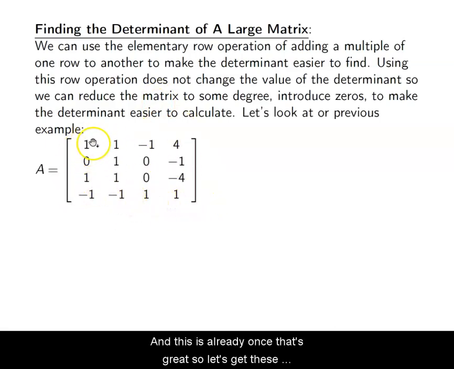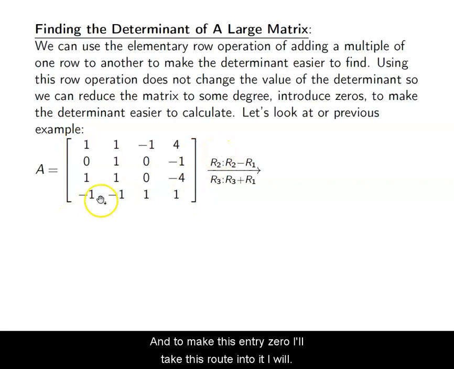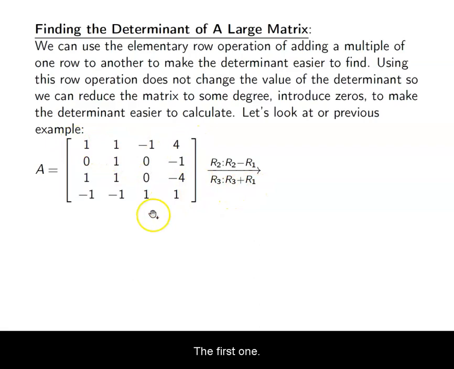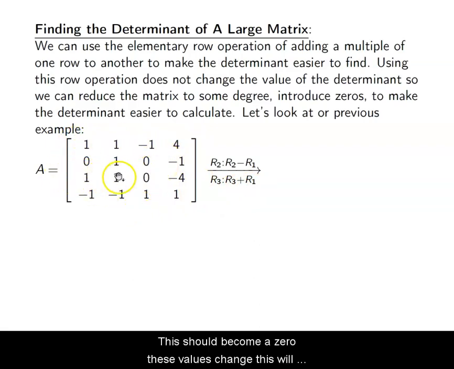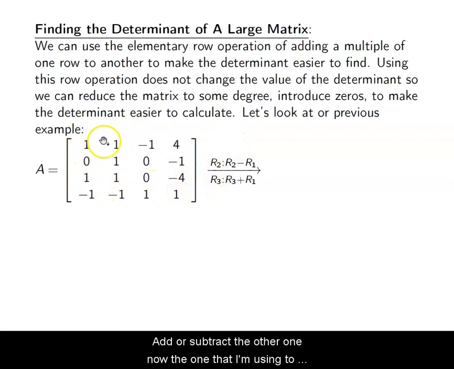And this is already 1, so that's great. So let's get these entries below it to be 0. So in order to do that, I will take this row, and to it, I will subtract this row. Okay. And to make this entry a 0, I will take this row, and to it, I will add the first one. So the first 2 rows will stay the same. This should become a 0. These values will change. This will become a 0. These values will change. Notice I'm not swapping rows. I'm not saying, oh, I'm going to multiply this times 3. I'm just going to take this and add or subtract the other one.